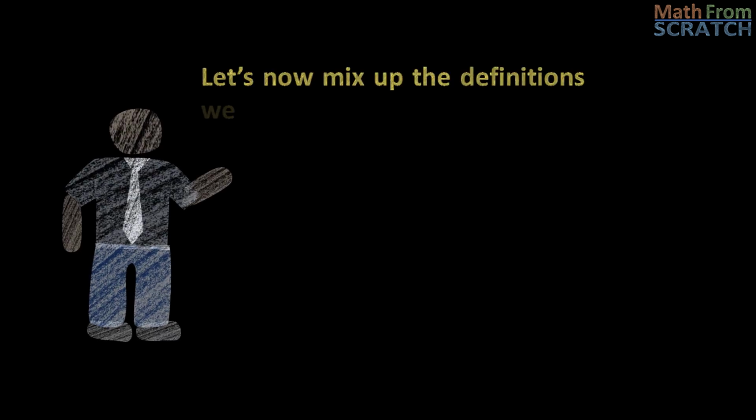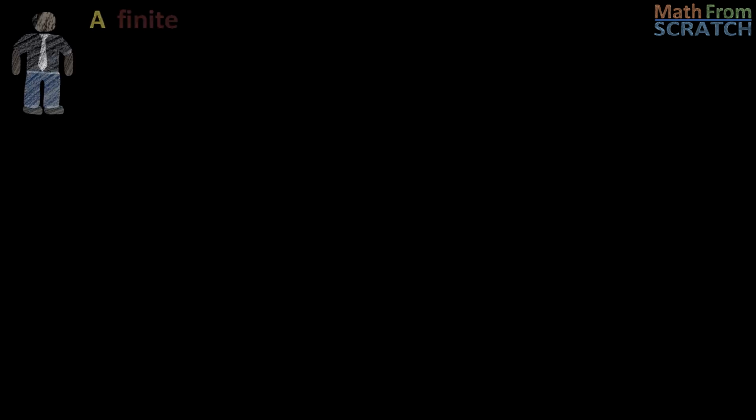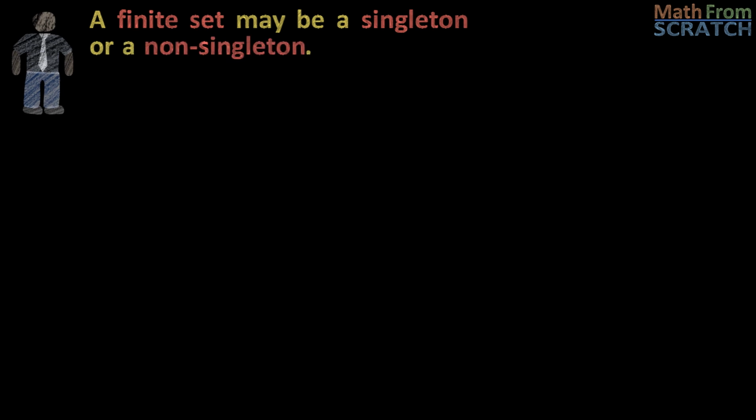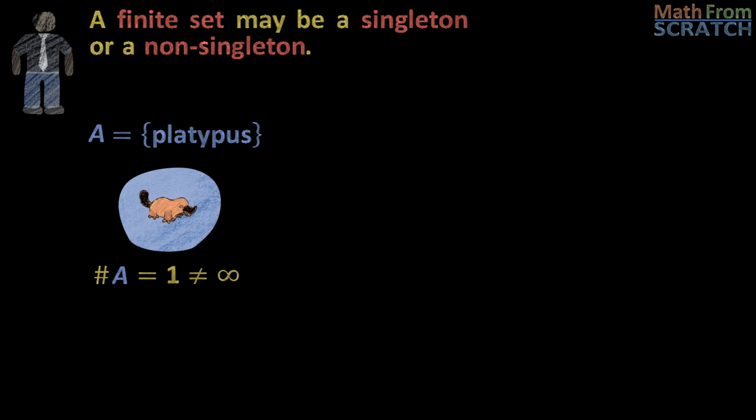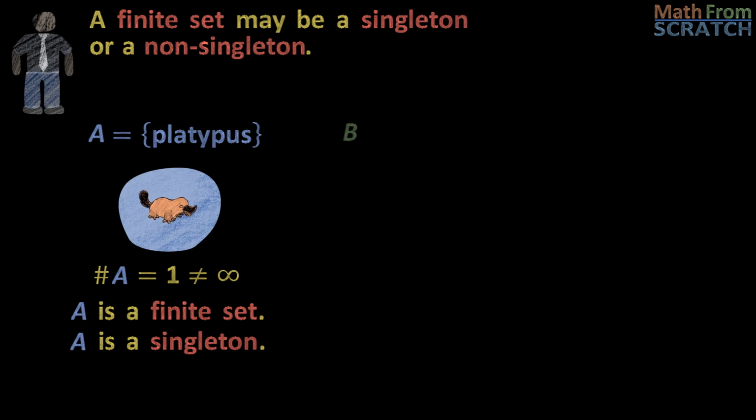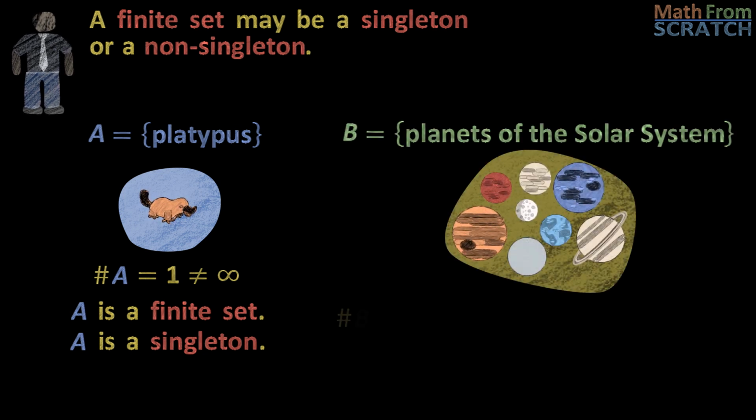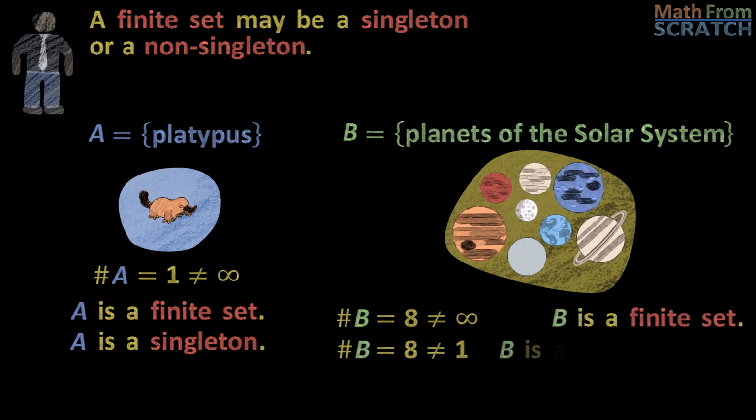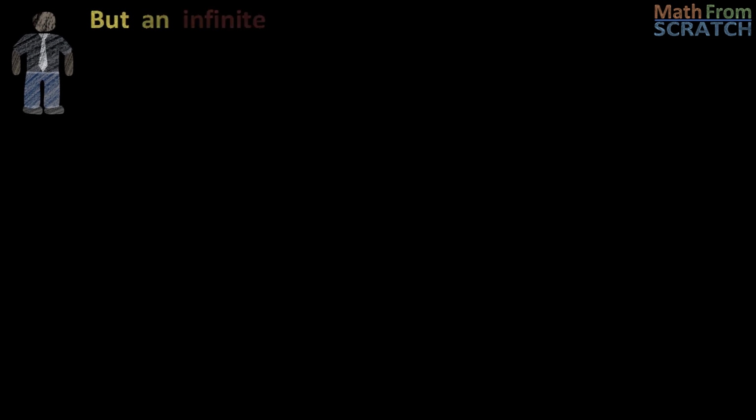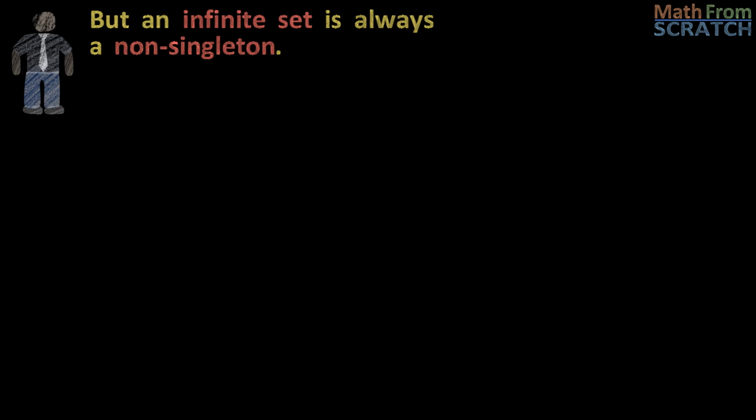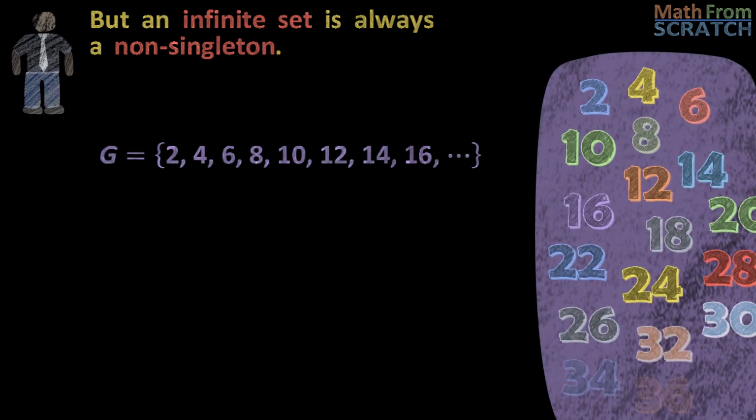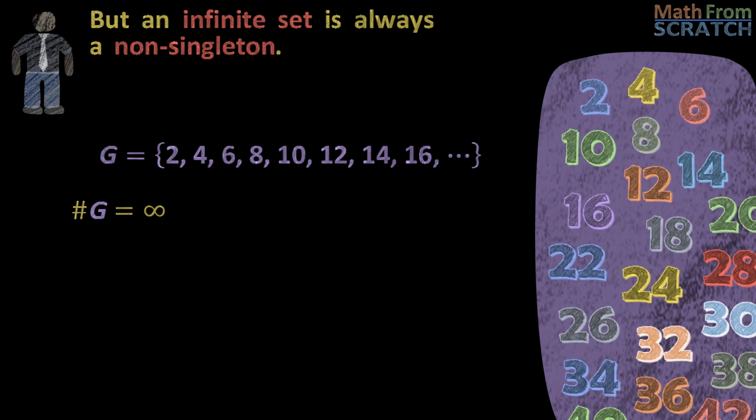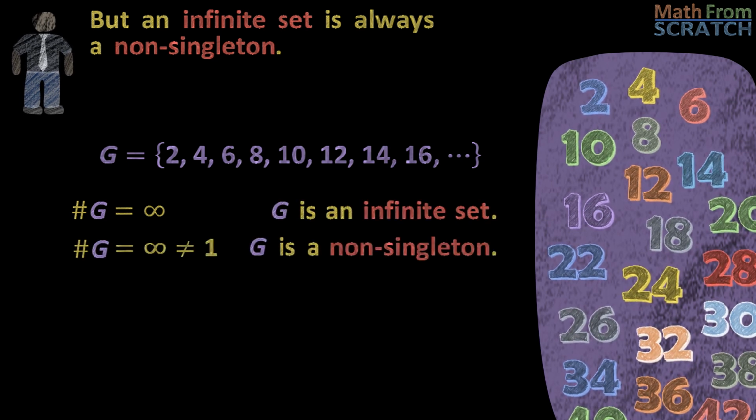Let's now mix up the definitions we talked about so far. A finite set may be a singleton or a non-singleton. The set A with the platypus has cardinality equal to 1 and, therefore, is a finite set and also a singleton. The set B of the planets of the solar system has cardinality equal to 8, so is also a finite set. However, B is a non-singleton. But an infinite set is always a non-singleton. The set G of the positive even integers has infinite cardinality. So G is an infinite set and is also a non-singleton.